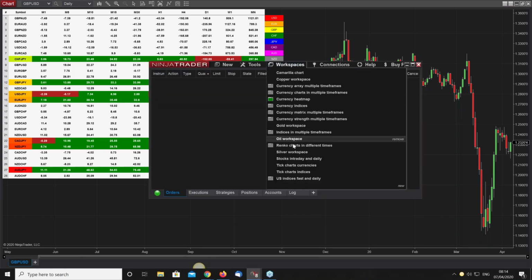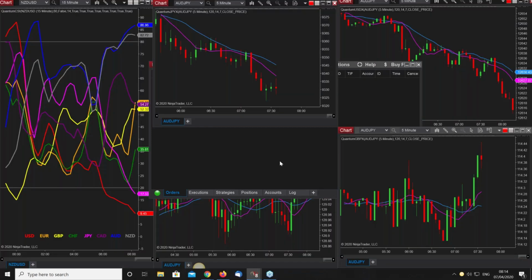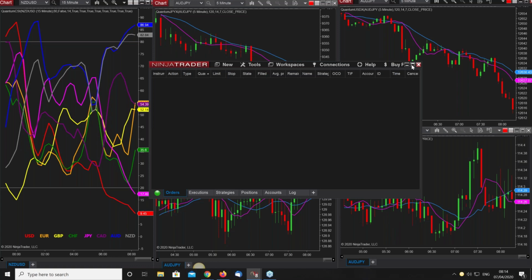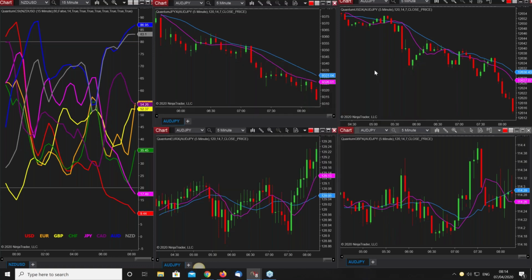Go back on to, let's go to the currency indices. Just move that out of the way again. These are the actual currency indices themselves. This is the yen at the top. We've got the dollar here at the top. Down at the bottom, we've got the euro and we've got the pound here.